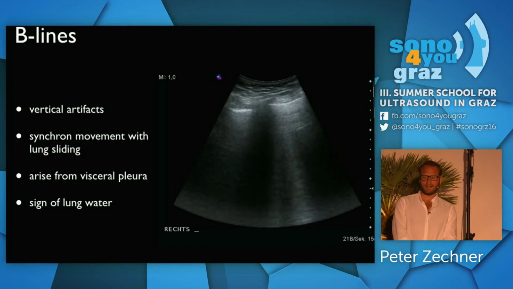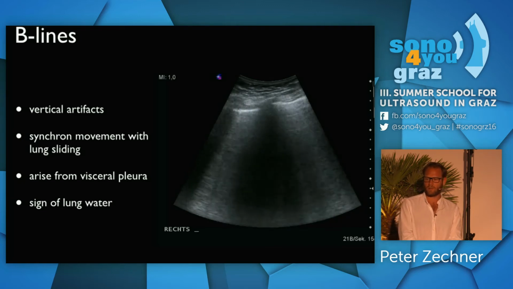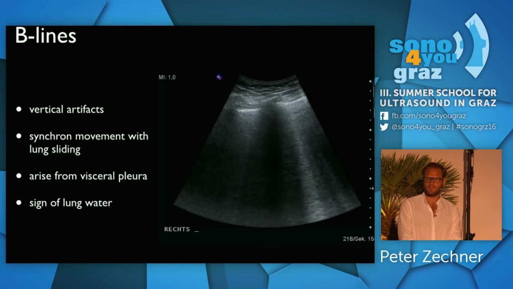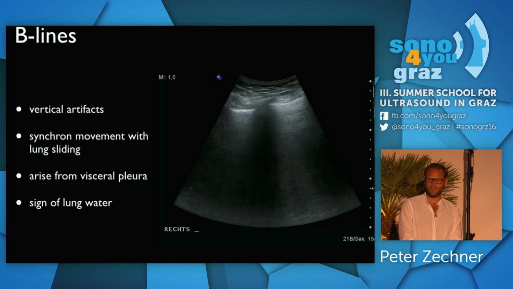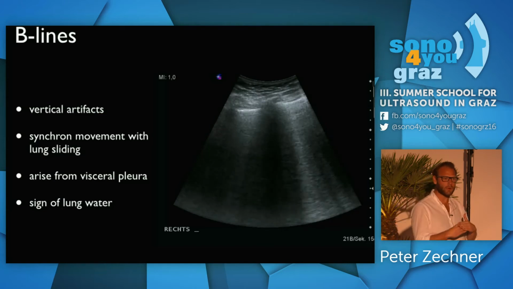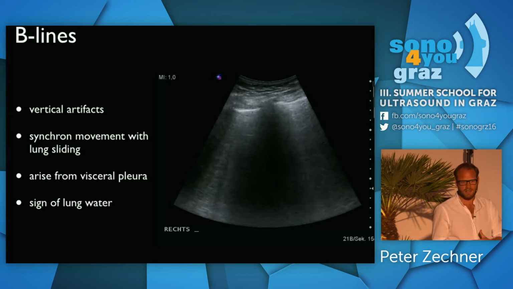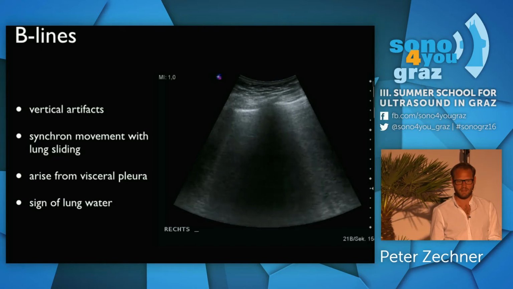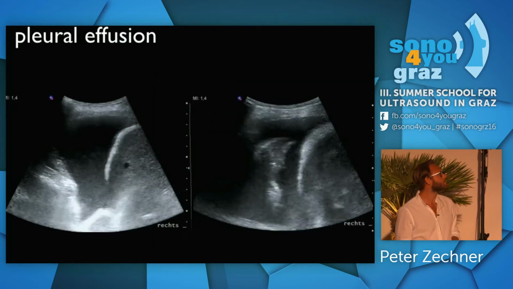If the B-lines are arising from the visceral pleura, what do we know if we see B-lines? Any ideas? We do know that both pleural layers are attached to each other, so we can exclude the pneumothorax if we can see B-lines. That's very important for you. But I'll come back to this later, okay?